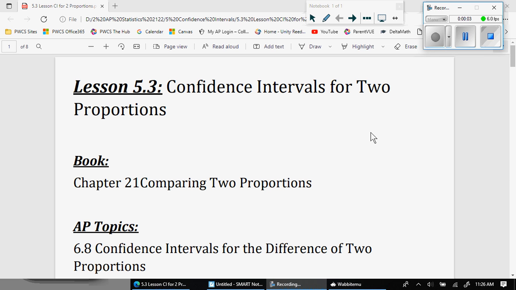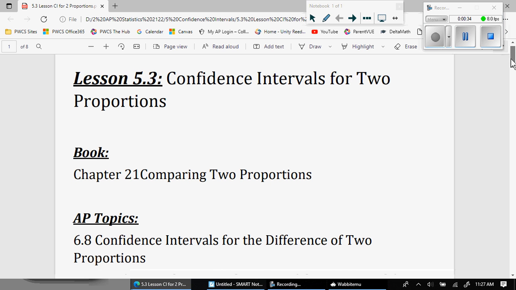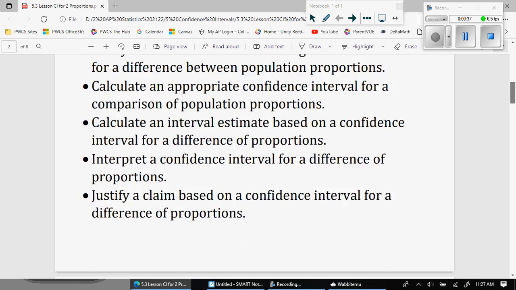Hey, all, today we are going to continue talking about proportions. We're going to continue talking about confidence intervals and putting that together. We are going to talk about confidence intervals now for two proportions. Last time we tried to estimate one population proportion using a confidence interval. This time we're going to see if we have two different groups, if we can find the difference in the proportions from those groups. So we'll have two proportions, and we want to see if we can capture the difference.